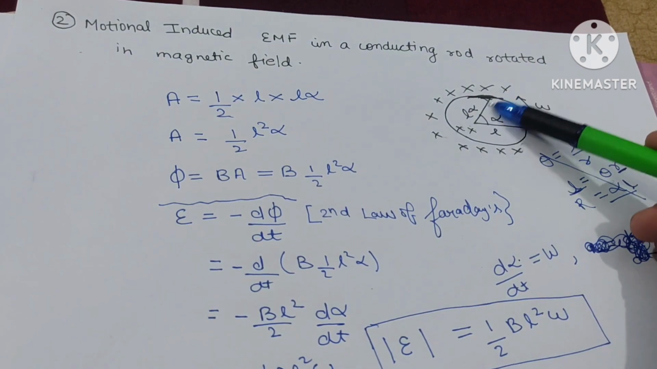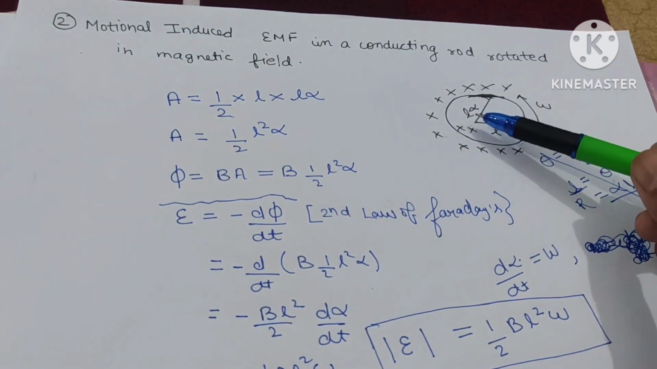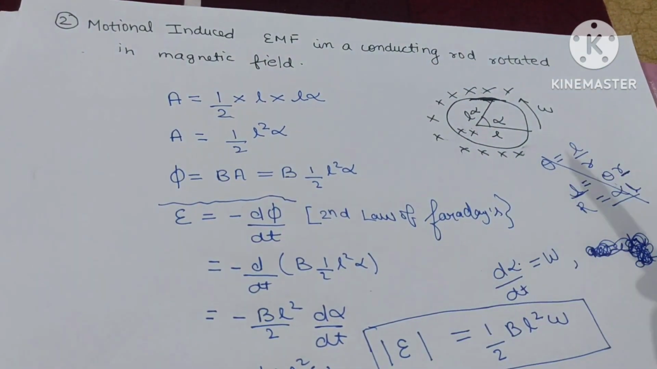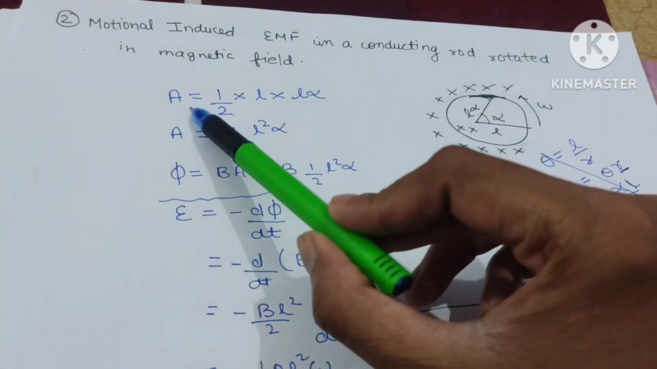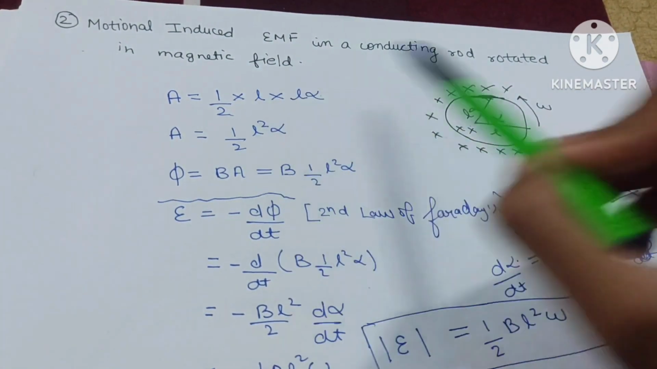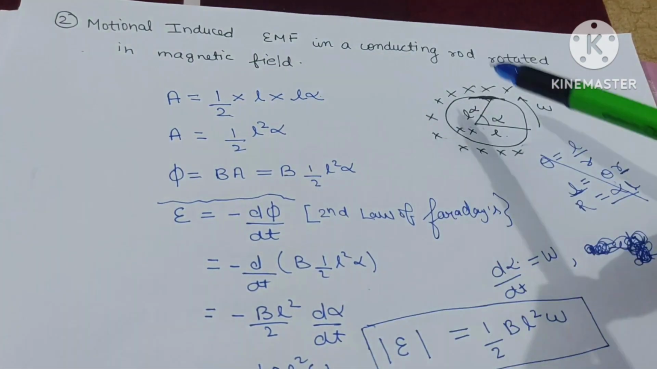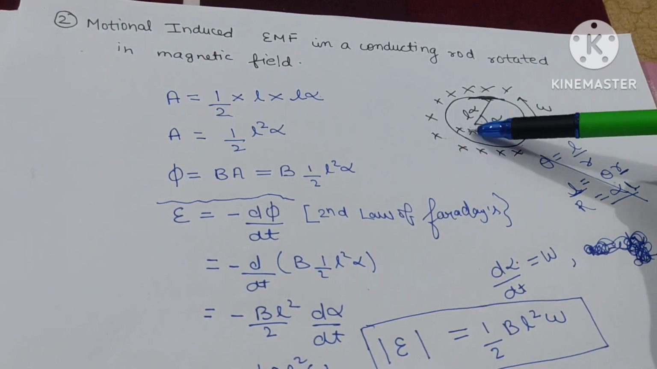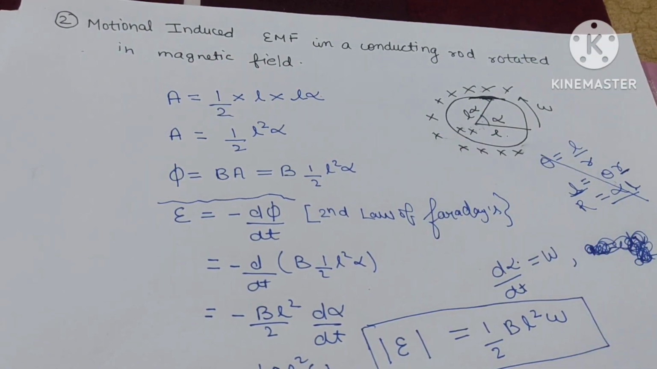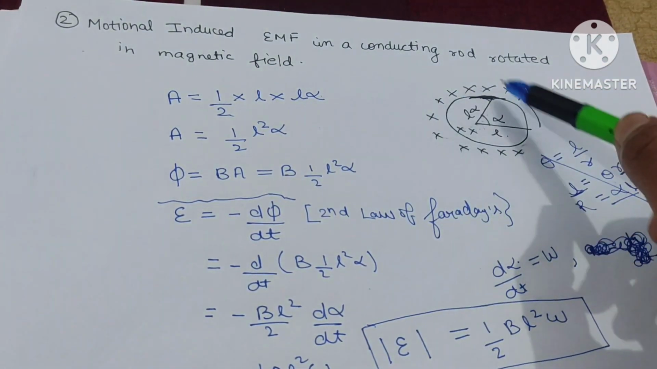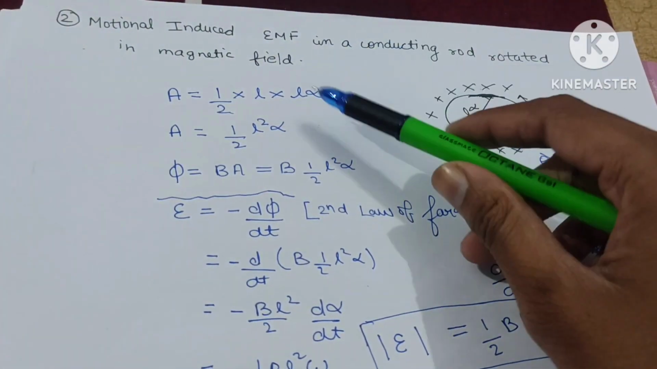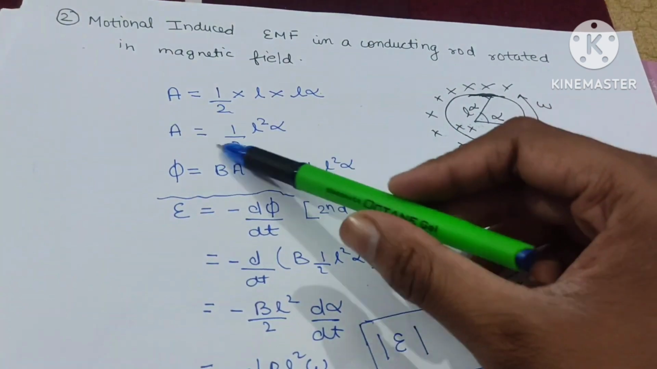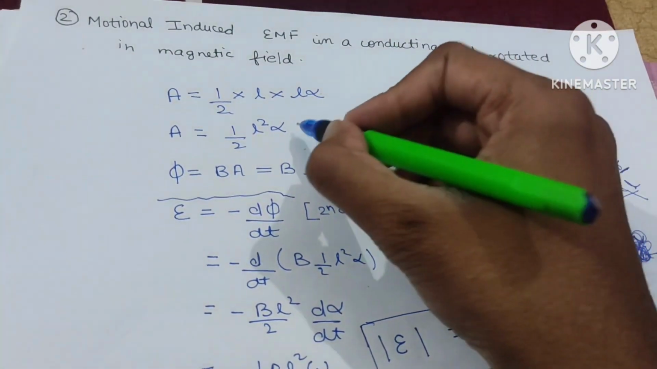So this is a kind of, you can take it as corresponding to a height. That's why it is L alpha. Okay, so moving to the derivation part. Area A is equal to what? Half base into height. Here the base is the radius L, and the height is corresponding to L alpha. So when we multiply it, we'll get the proper area.